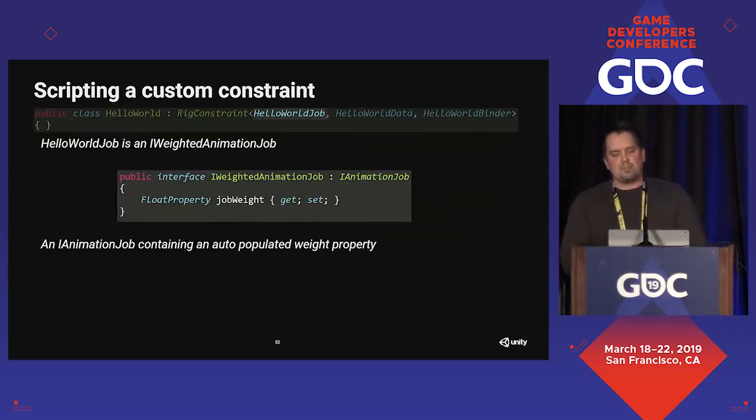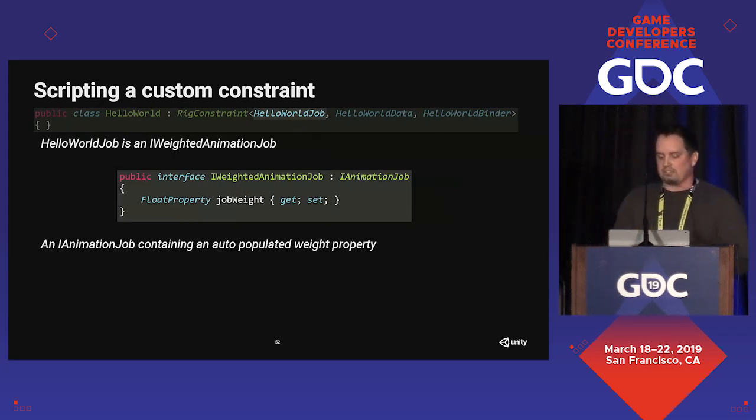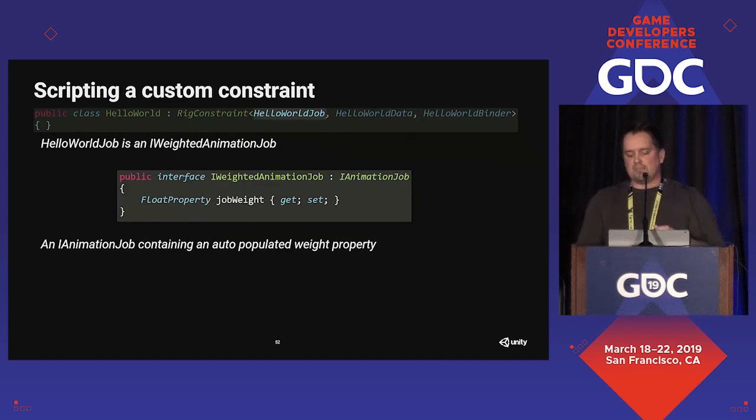The hello world job is an IWeightedAnimationJob. And as you can see, it's nothing more than an IAnimationJob containing an extra weight property that is actually auto-populated for you. You only need to make sure your algorithm uses it in order to blend in and out the constraint influence it will have.